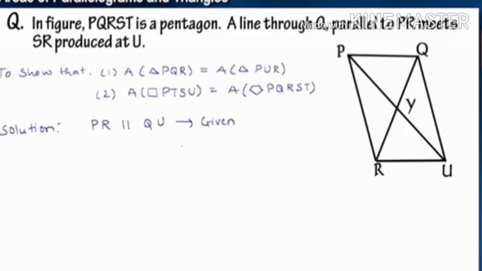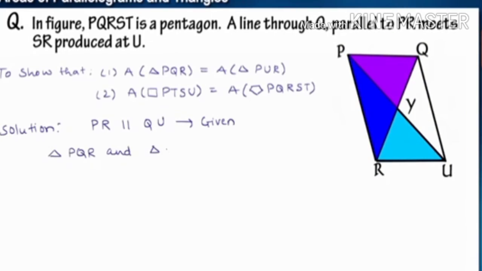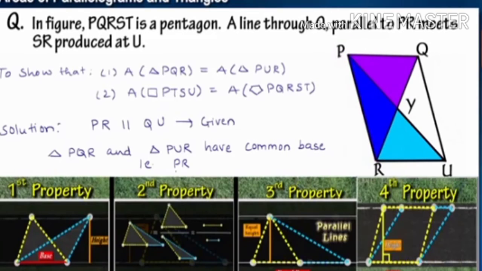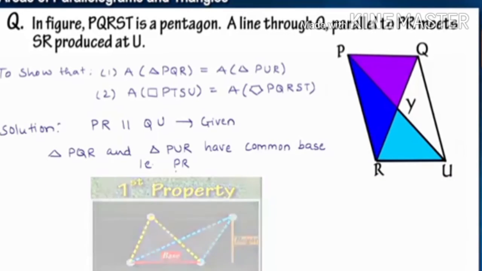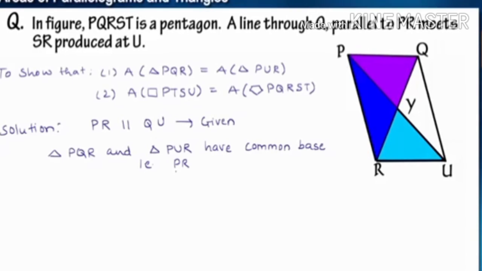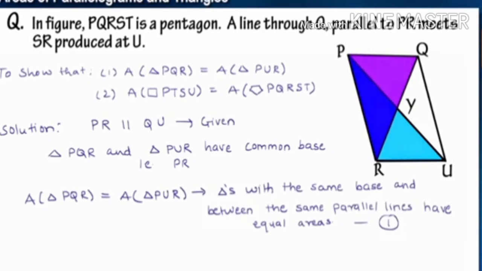If we look closely, both the triangles also lie between the same parallel lines and they have a common base, that is PR. So now can you tell me using which property we can say that the triangles have equal areas? Yes, you're right, using property 1. Now we can say that area of triangle PQR is equal to area of triangle PUR. Here we are done with the first part of the solution.